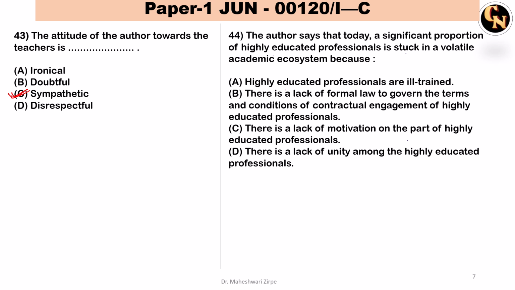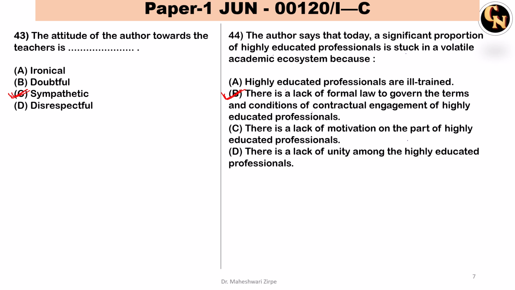Okay, then question number 44 is, the author says that today a significant proportion of highly educated professionals is stuck in a volatile dynamic ecosystem because of what? It is because there is a lack of formal law to govern the terms and conditions of contractual engagement of higher educational professionals. So option B is the correct option here.